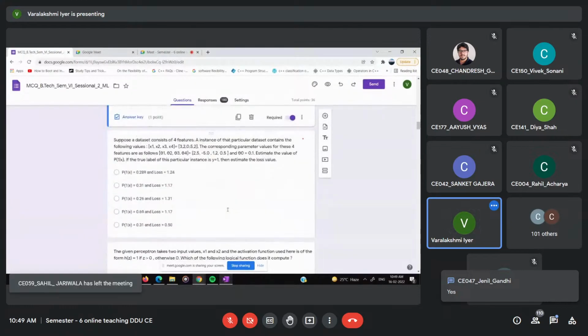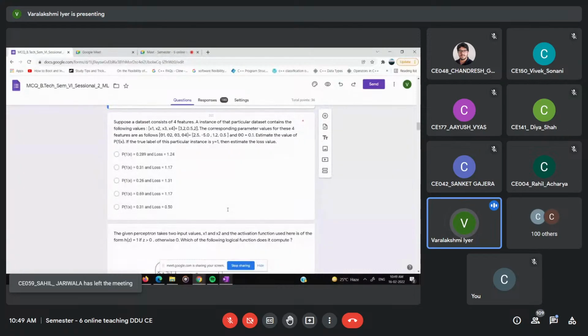Okay, so next one is a calculation based question. You are given four features for the given data set instance, that is x1, x2, x3, and x4, and you are given the values 3, 2.2, 0.5, and 2, right? And you are also provided with the theta parameter values and theta 0, that is the bias term. So you were asked to estimate the value of p of 1 given x, and if the true y in that particular instance is equal to 1, then what is the loss value?